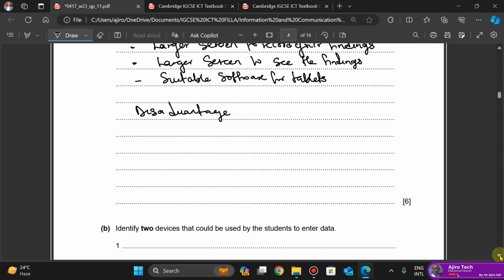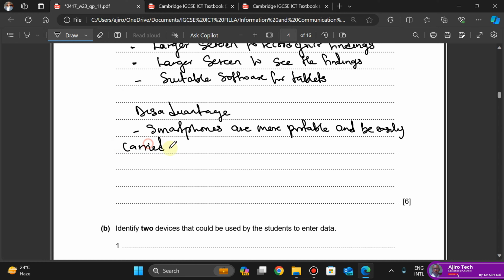Now for disadvantage, which is more portable? Smartphones are more portable. Okay, it's easier to just put it in your pocket. Smartphones are more portable and can be easily carried around, in your pocket.